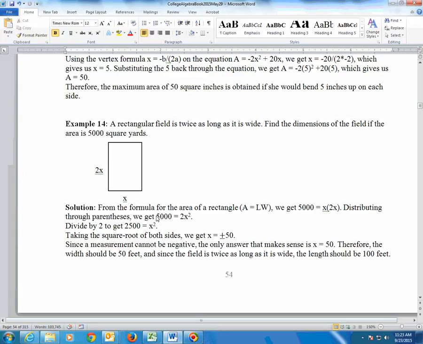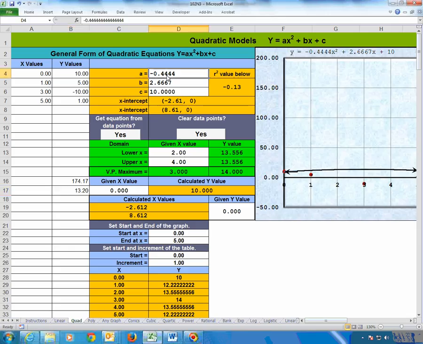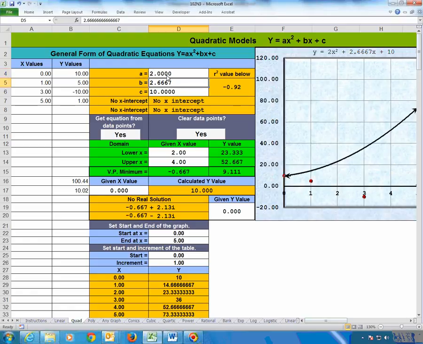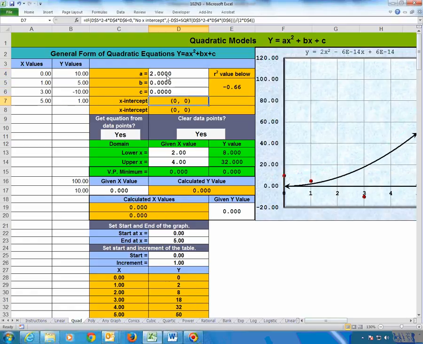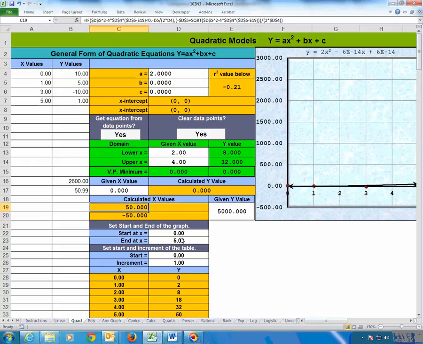If you wanted to solve this bit right here on Excel, then it's a quadratic. The A is 2, and the Y value is 5,000. There is no B or C. So I'll do that. The A is 2. There is no B or C, and then 5,000 for the Y value, and you get the two answers that we said before, and the only one that makes sense is this 50.